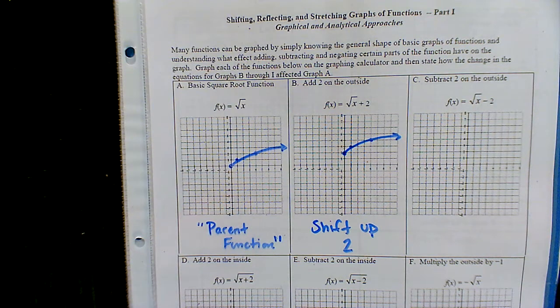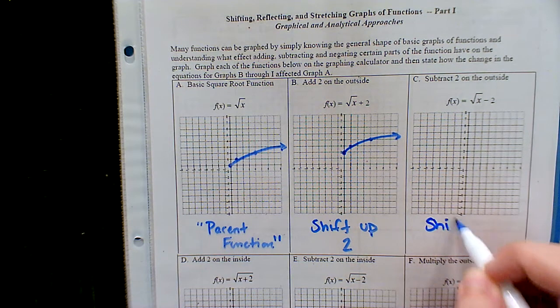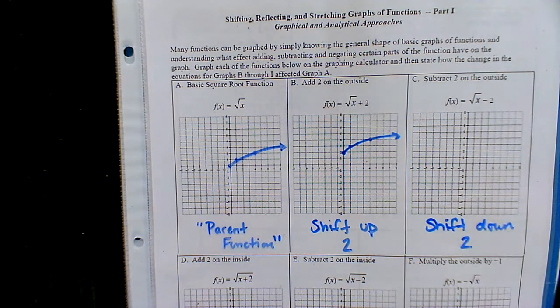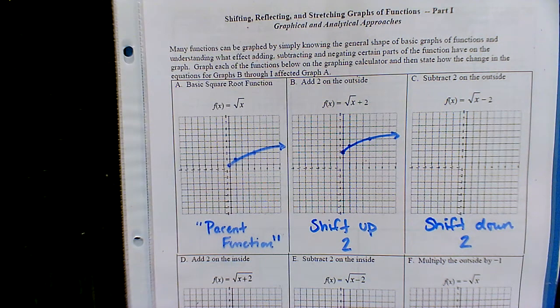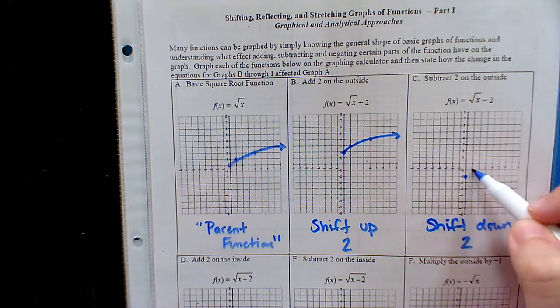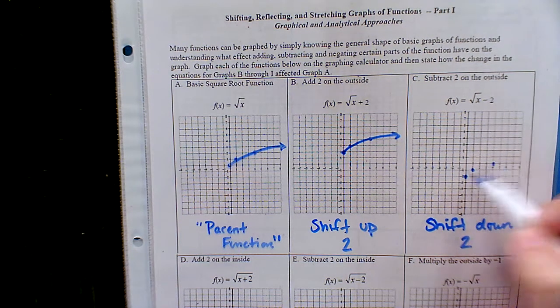Maybe we can try the next one without our calculator. What do you think subtracting 2 on the end would do to this parent function? The original square root, yeah. Shift it down 2, okay? So if you wanted to investigate that on your calculator, go ahead. You could clear out the one we did before and type in the new one. But we're going to take the parent function and this time just shift every point down 2 spots.